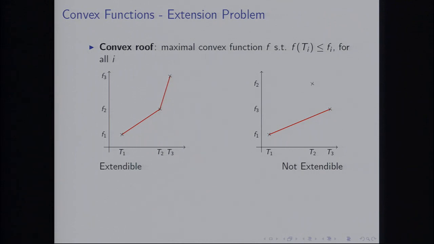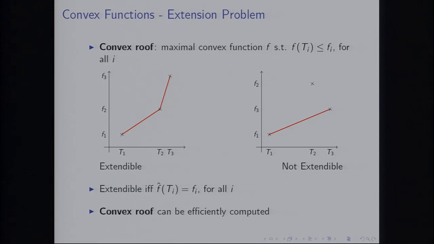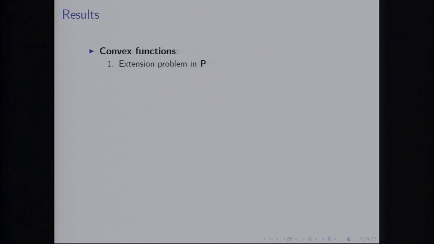So basically we have a theorem that a partial function is extendable if and only if the convex roof value equals Fi at each Ti. Which is the case in the first example. However, in this case, at T2, the function value is strictly less than F2. So we can show that this is not extendable. And the convex roof can be efficiently computed. Therefore this problem is polynomial time solvable. So this was one of the results: the convex function extension problem is in P. We have also shown that oracle construction is NP hard.